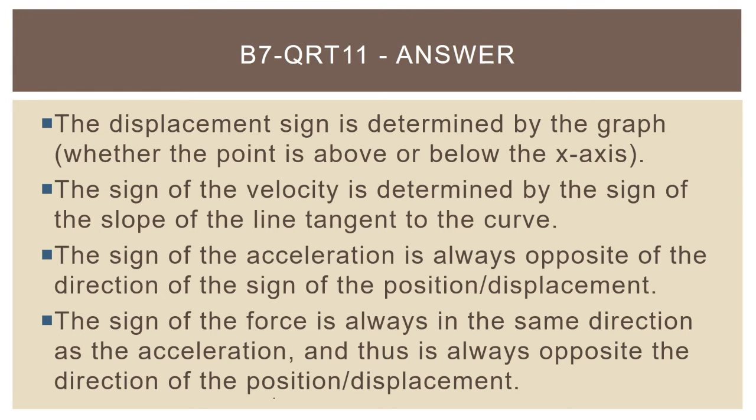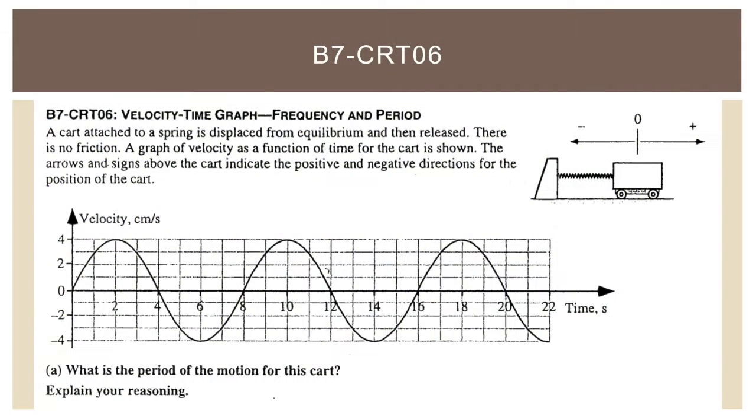And that brings us to the last question on this sheet, which is B7 CRT06. Velocity versus time graph, frequency, and period. This is the last question on that first sheet you'll be working on for today. It says a cart attached to a spring is displaced from equilibrium and then released. There is no friction. A graph of velocity as a function of time for the cart is shown. The arrows and signs above the cart indicate the positive and negative directions for the position of the cart.